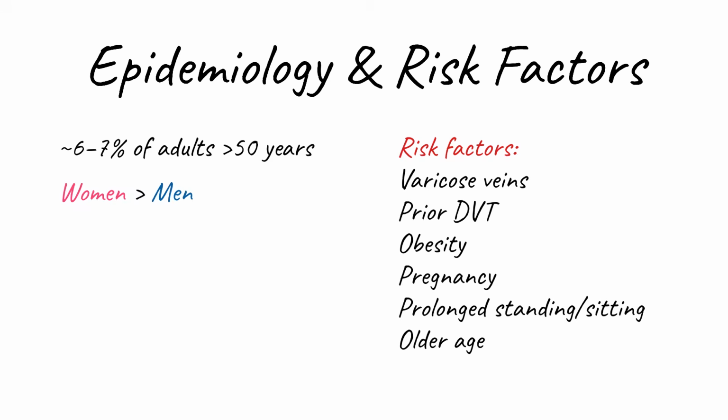Epidemiology and risk factors. Stasis dermatitis is fairly common, affecting about 6 to 7% of adults over the age of 50. It occurs more often in women than men. Risk factors include varicose veins, a history of deep vein thrombosis, obesity, pregnancy, prolonged standing or sitting, and older age.